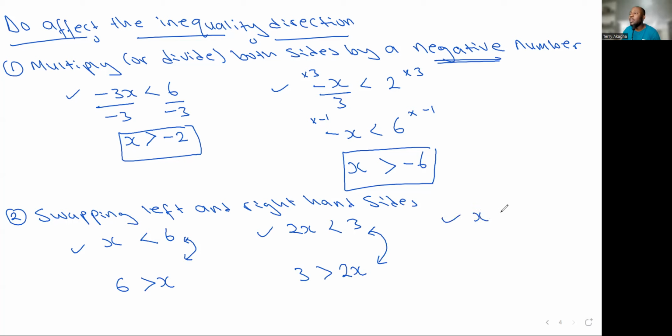Or another one, say x is greater than or equal to half. When you swap it, half will be less than or equal to x. And that's how you do it. Okay? So that is that for that. I know some of you already know this. It's just a good way to remind us about this. So swapping the left and the right hand sides, as well as multiplying both sides by a negative number, will affect the inequality direction.